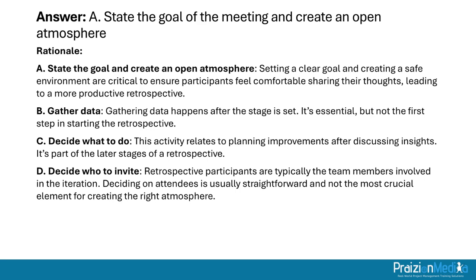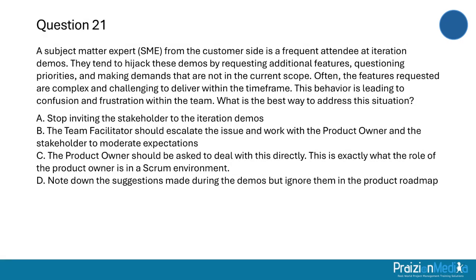Let's move on to question 21. A subject matter expert, SME, from the customer side is a frequent attendee at iteration demos. They tend to hijack these demos by requesting additional features, questioning priorities, and making demands that are not in the current scope. Often, the features requested are complex and challenging to deliver within the time frame. This behavior is leading to confusion and frustration within the team. What is the best way to address this situation?